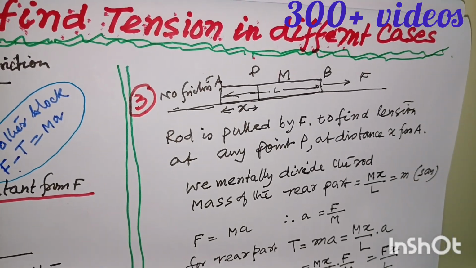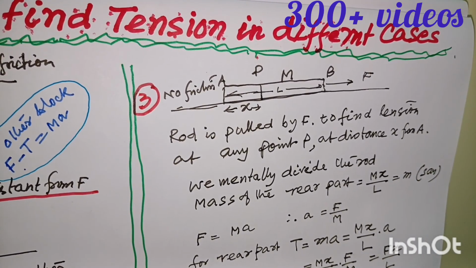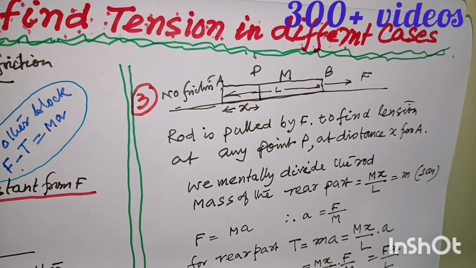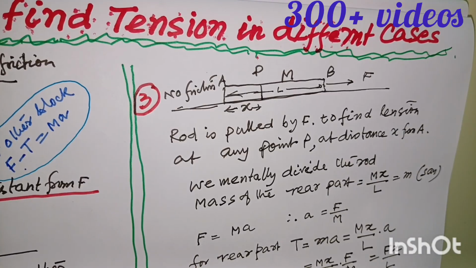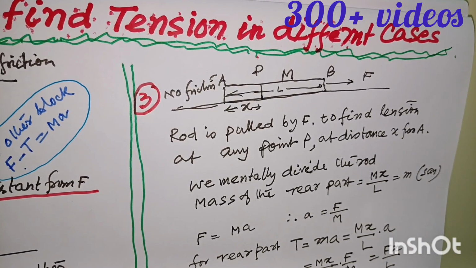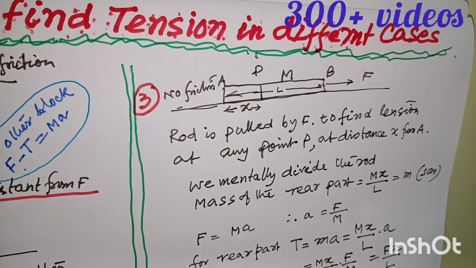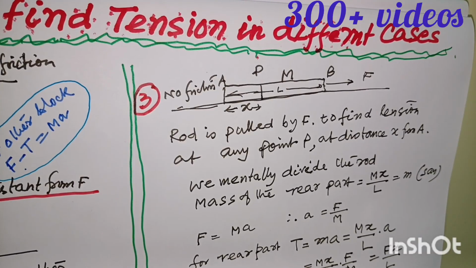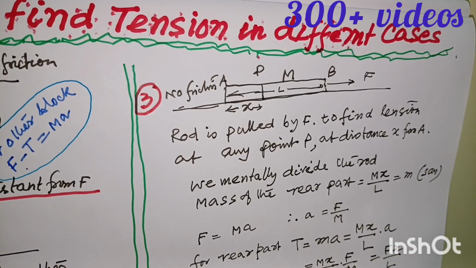Suppose there is a rod of length capital L and mass capital M. Now a force capital F is applied on the rod, and the rod is on a frictionless table or frictionless ground. Now by the force, the rod is having an acceleration definitely. Now if we are asked to find the tension at a particular point P within the rod, what will we do? Here we will mentally divide the rod into two parts.